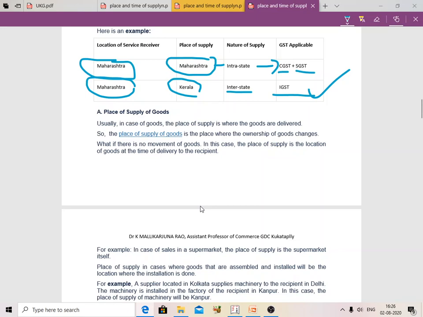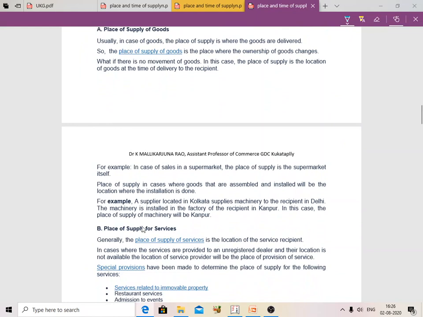If there is movement of goods or no movement of goods. If the goods have no movement, in this case the place of supply is the location of the goods at the time of delivery to the recipient. We will take an example. A is a supplier located in Kolkata. A supplies machinery to a recipient in Delhi.